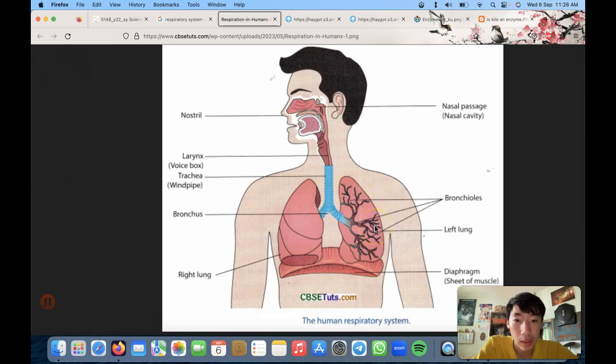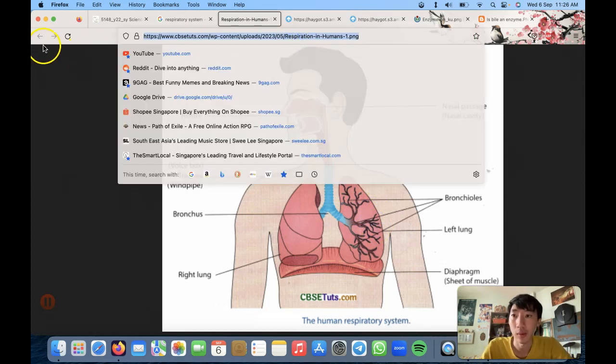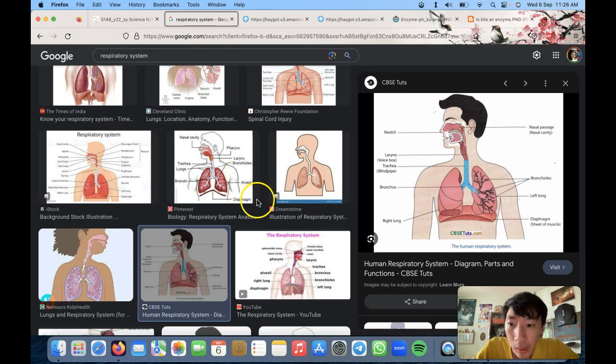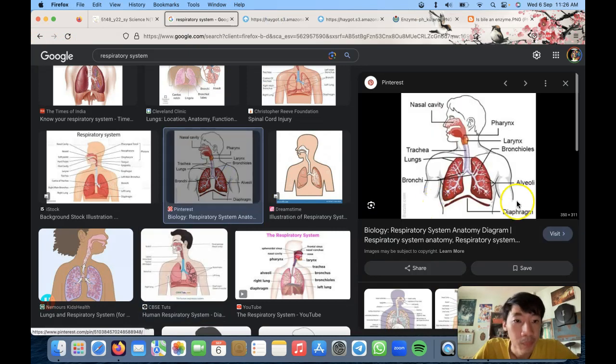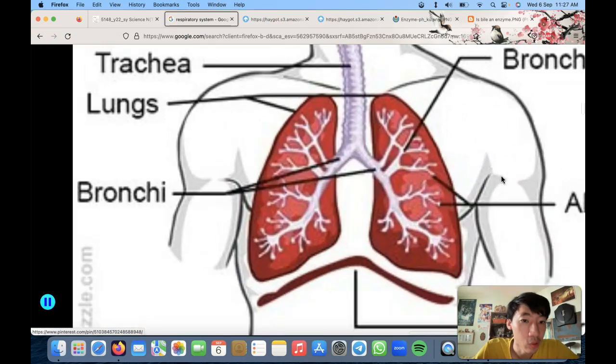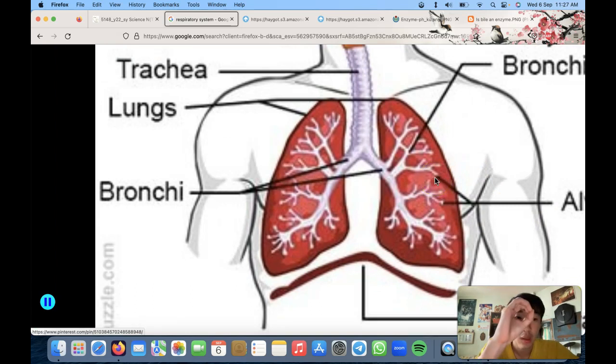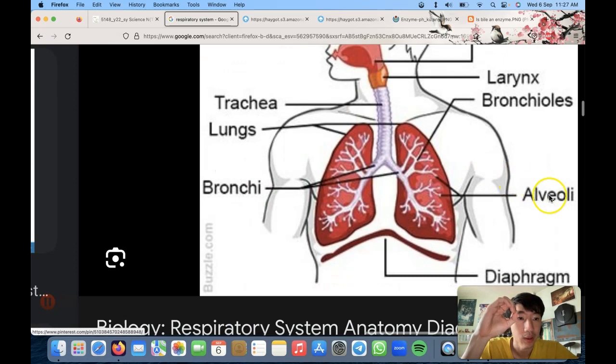At the end of the bronchioles, this picture doesn't show it. Let's see if I can find a better picture. I want to see the alveoli over here. At the end of the bronchioles are small little things that look like grapes. These are what you call the alveoli, or in simple words, the air sacs.